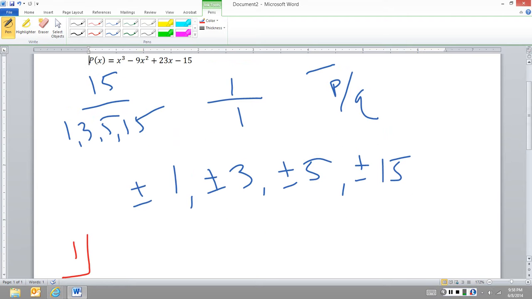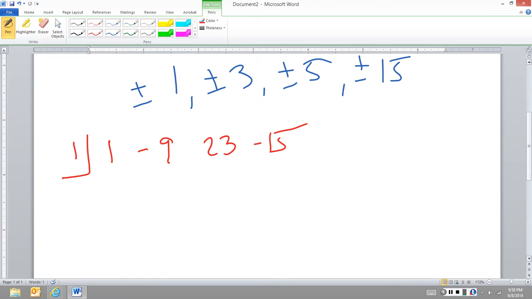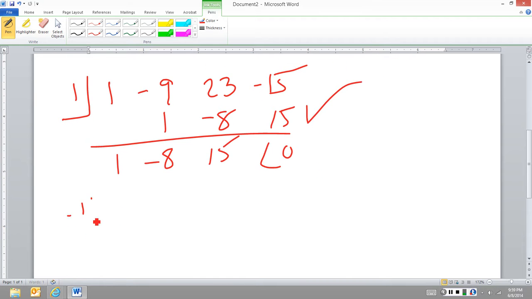So you can see this. I'm going to write this out. This is 1, negative 9, 23, negative 15. And what you're doing is looking for the ones that give you a 0. So you can see this is 1, 1, negative 8, negative 8, is actually 15, 15, 0. Yay! So right now we have 1. Then we're going to go on and check the next one. So now we're going to do negative 1.